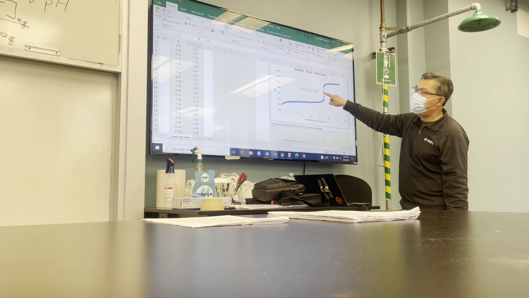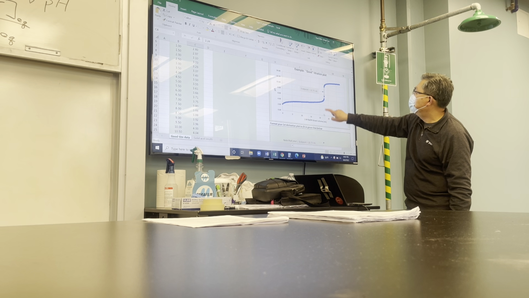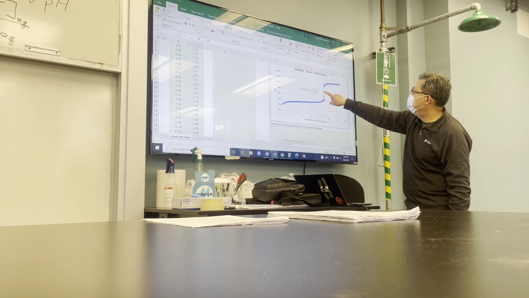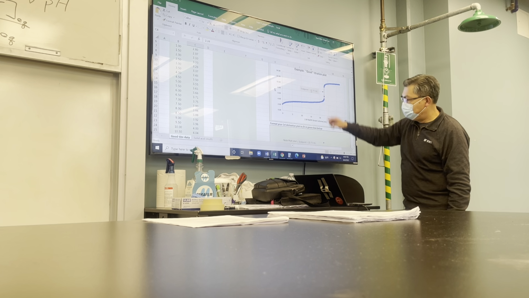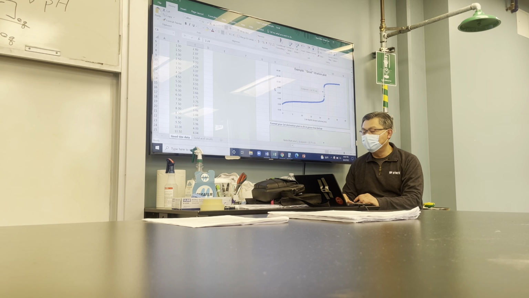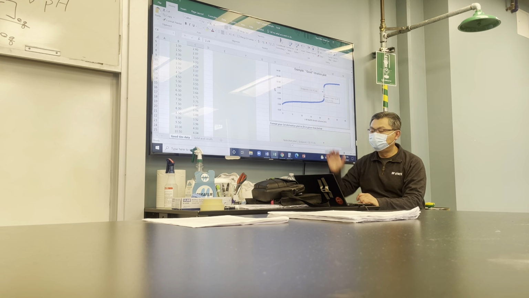Then what? We want to know the volume at that point. So the volume at that point will be 22.75 in this example. Then you say, how can I get that? Now, everyone look at here. You look at my cursor. Look at my cursor.